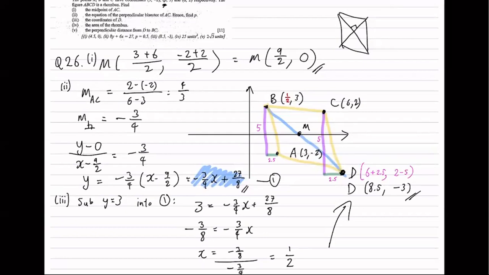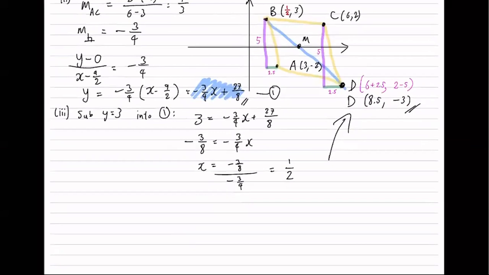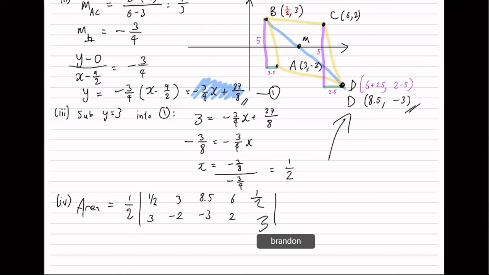Okay, then moving on. Part 4, area of the rhombus. Shoelace. Yes, you got it. Very fast already. 1/2, don't forget the modulus, and then just copy the coordinates. 1/2, 3, 3, -2. Point D, 8.5, comma, -3. 6, comma 2. Am I done? No, you need to repeat the original coordinates. Maybe that was a bad choice. I repeat the fraction, which makes my life more difficult.